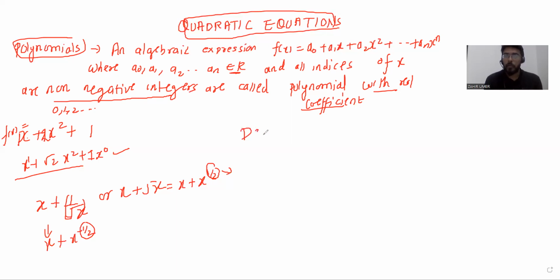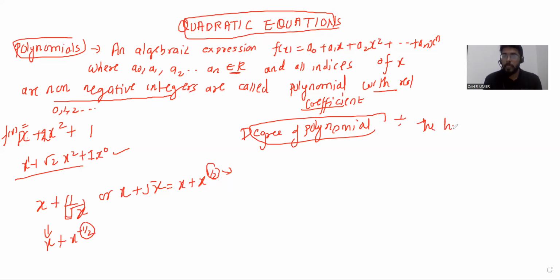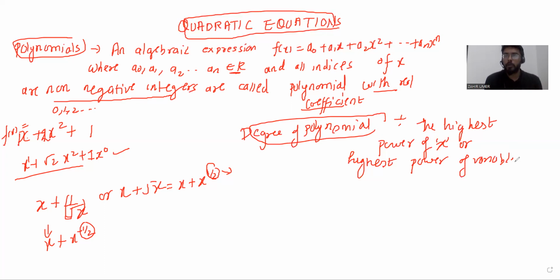And before that, we studied the degree of a polynomial. What is the degree of a polynomial? The highest power of x, the highest power of the variable, is called the degree of the polynomial.